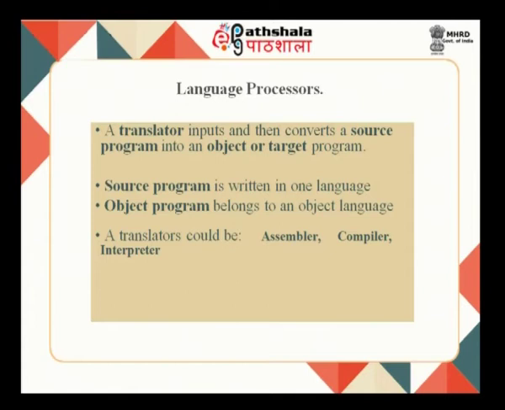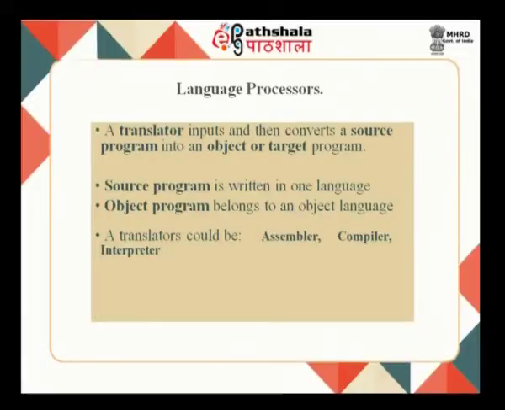An object language in our context is going to be the machine language, that is, it is closer to the machine where the machine can understand it better. Examples of translators are your assembler, your compiler, your interpreter, etc. In the example which I gave you just now, I have a translator who is going to convert my language into German. So, this person is acting like a translator.